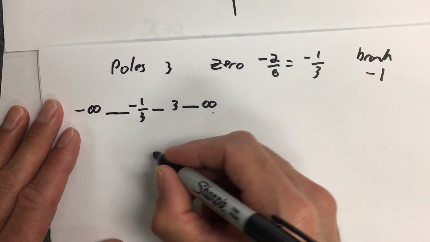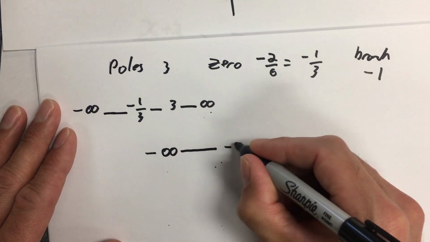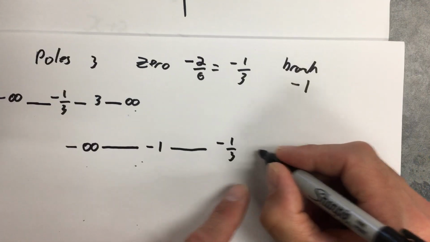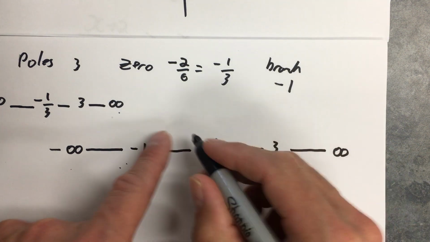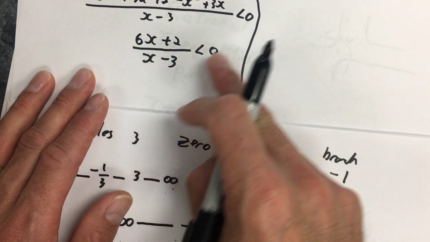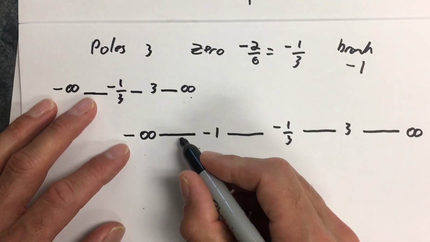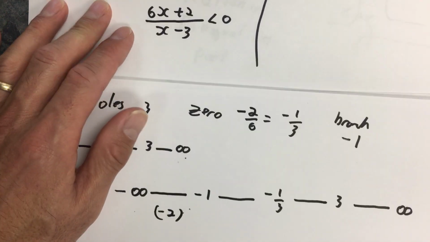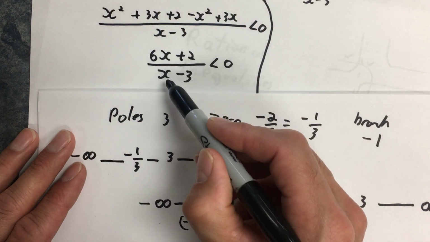So my intervals of interest really are from -infinity to -1 to -1/3. Remember, that's greater than -1, to 3 to infinity. And I want to figure out if 6x plus 2 over x minus 3 is positive or negative in each of these intervals. So for this one, let's put in, say, a -2 to figure it out. And if I put in a -2, I'm going to have a negative over a negative.